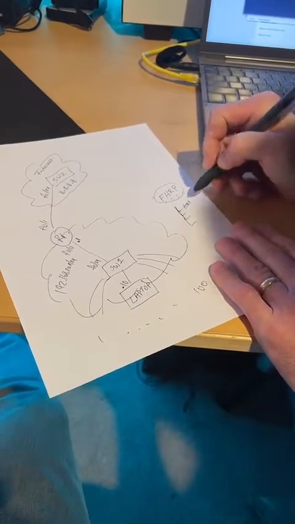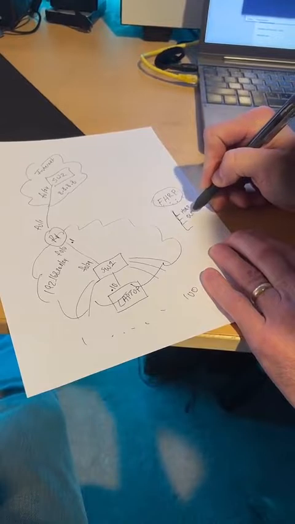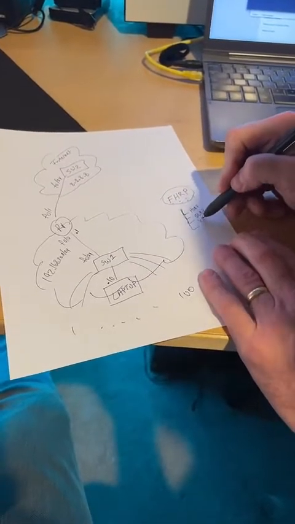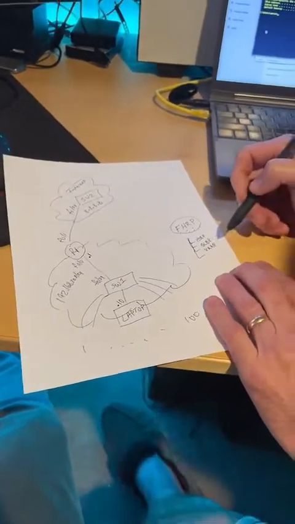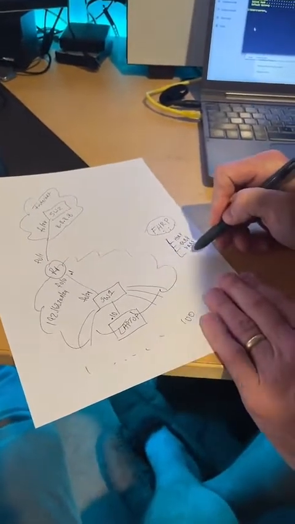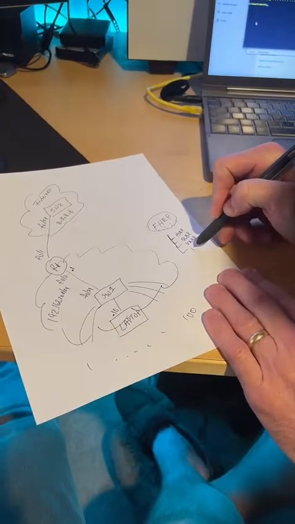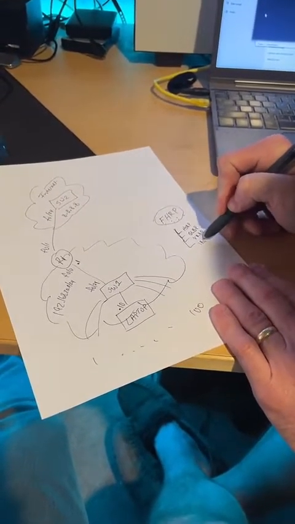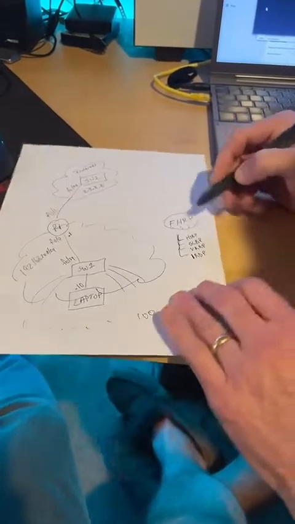HSRP, Hot Standby Routing Protocol, Gateway Load Balancing Protocol, GLBP, Virtual Router Redundancy Protocol, VRRP, and my son reminded me about IRDP, ICMP Router Discovery Protocol. It had been so long since I had even heard about that.